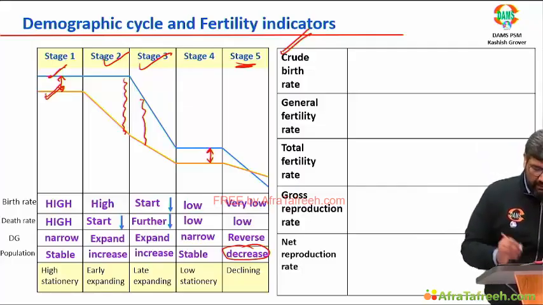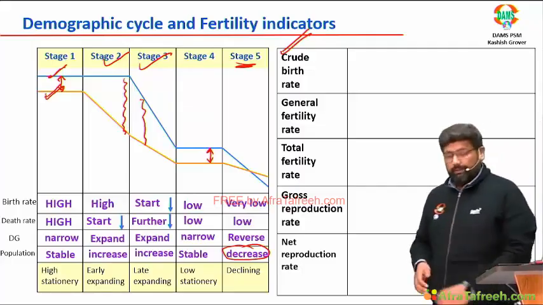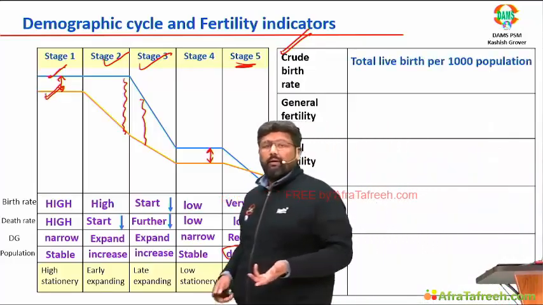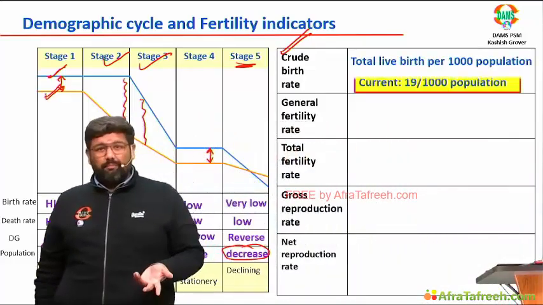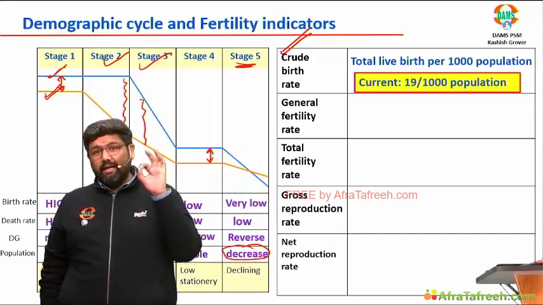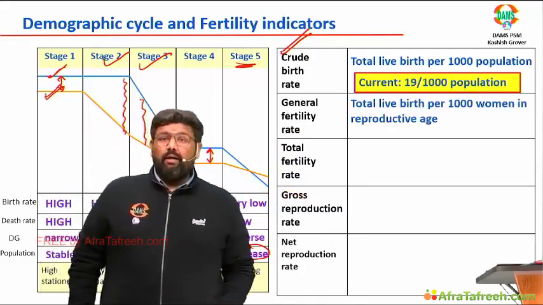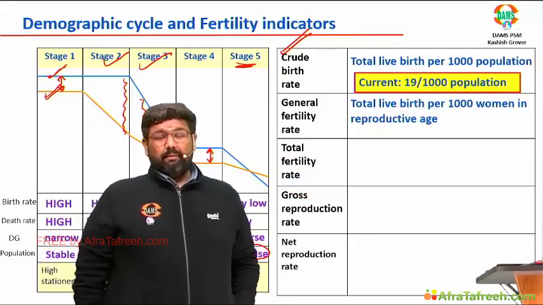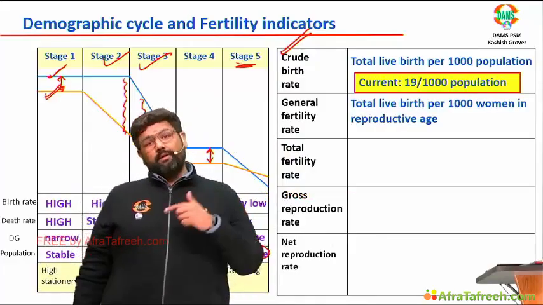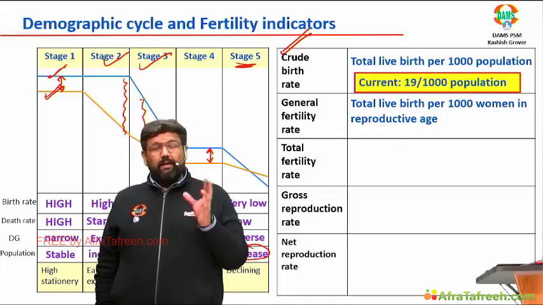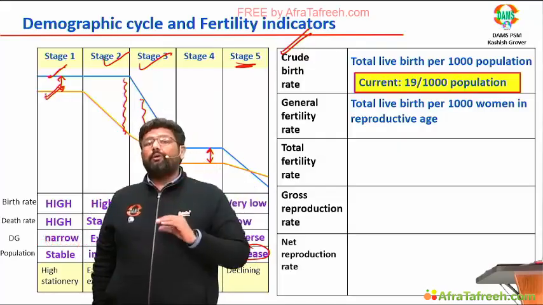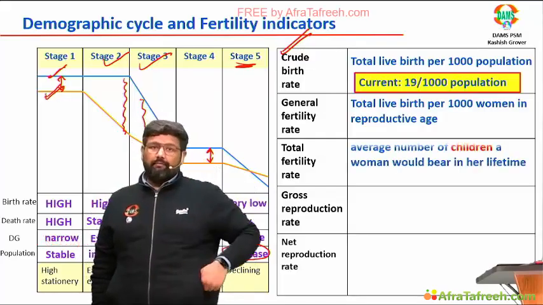Now recently the question was asked on this one. What is crude birth rate? Total birth per 1000 population. Current value of India is 19 per 1000 population. General fertility rate, total live birth per 1000 women in reproductive age. Crude birth rate per 1000 population. Total fertility rate, women in reproductive age.